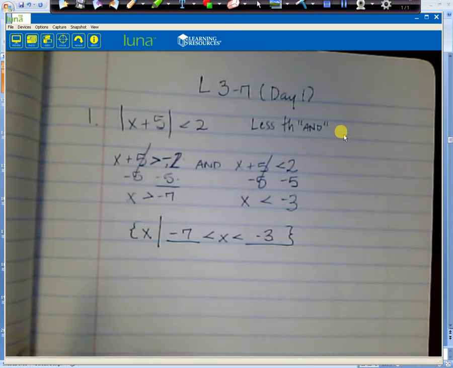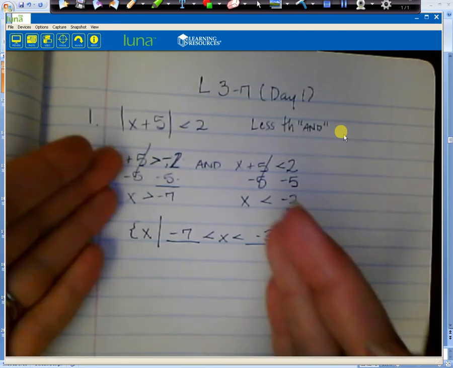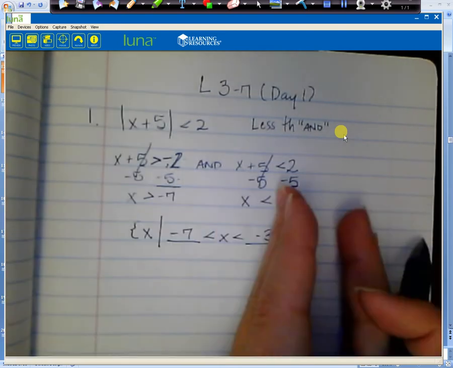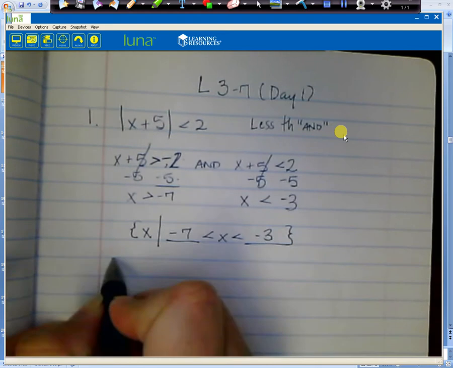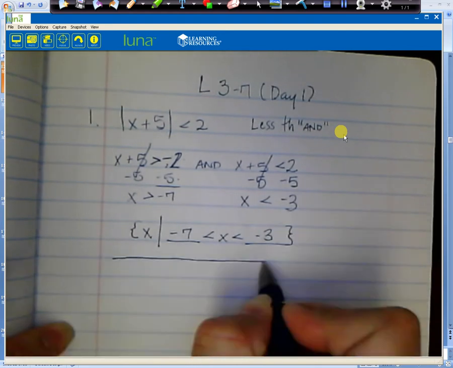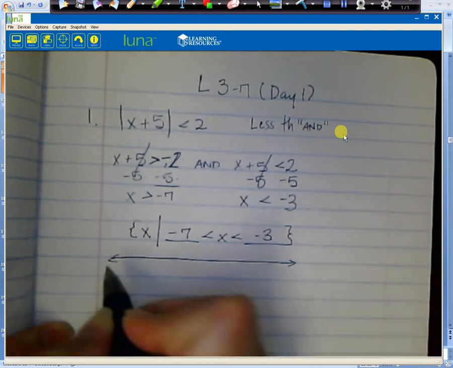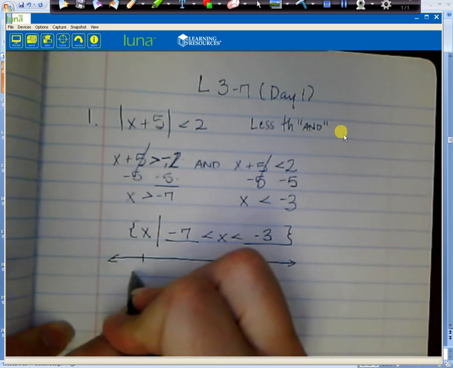My numbers are listed least to greatest, just like they ought to be, because I set my problem up in the right order. I put my negatives on this side and my positive on this side. So now I'm going to graph this. I have solved it and set it, and now I'm going to graph it. I have negative 7.